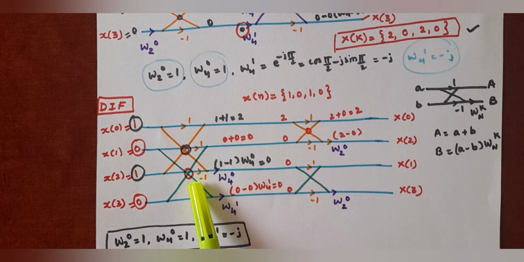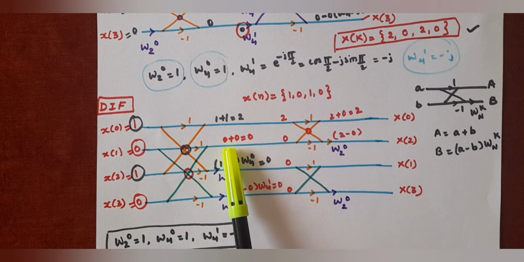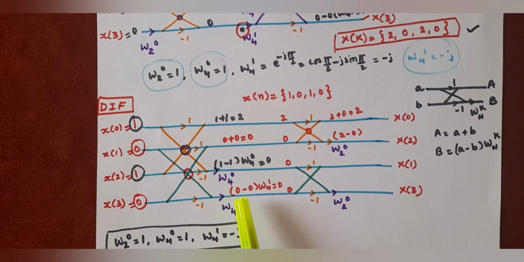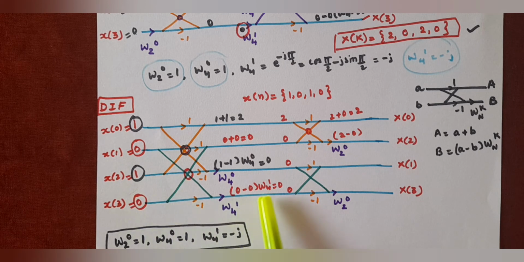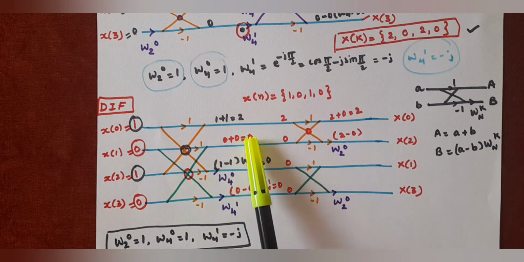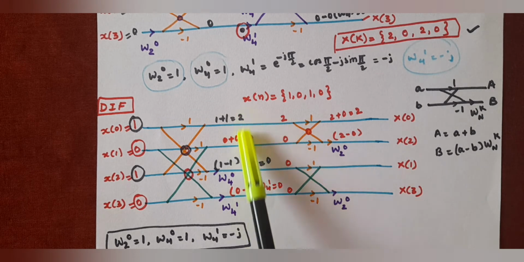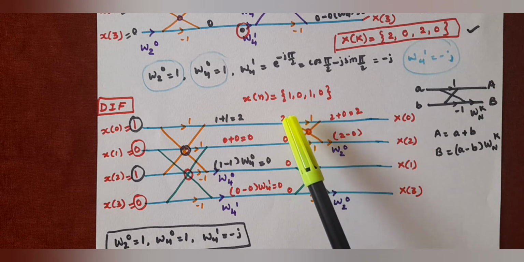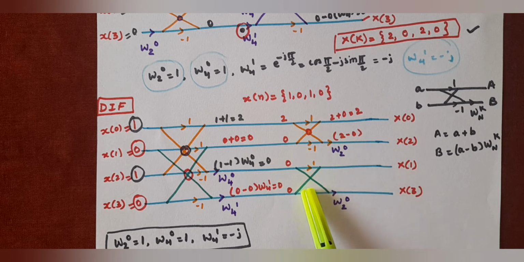Now coming to this green butterfly, the input values are 0 and 0. So the output equation of the first line is A plus B, 0 plus 0, and for the bottom line it is A minus B Wn to the power k. A is 0, B is 0, W4 to the power of 1, 0 minus 0 is 0. So for this green butterfly, the output values are 0 and 0. Now these output values of stage 1 will act as input to the next stage. So it is 2 0 0 0. These are the inputs for these two butterflies.